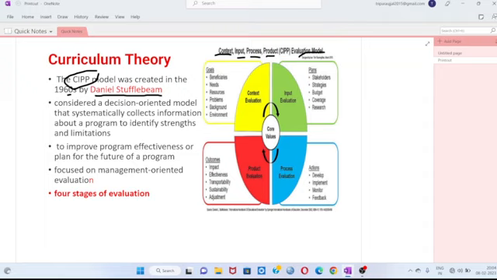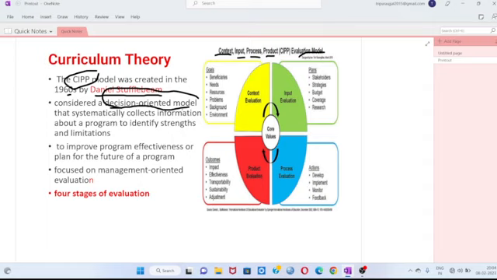After this, were all the activities fruitful? Do we need to change anything? Is there anything to improve? What are the weaknesses or strengths? That means at the end, in the product part, we can see the result. So Daniel Stufflebeam wanted a decision-oriented model to take decisions for anything. This model was created for that.